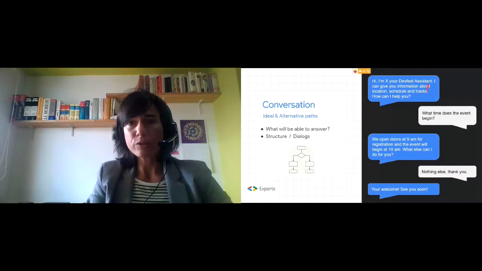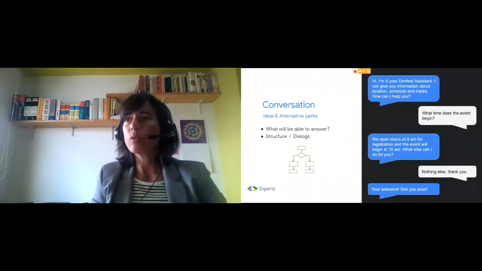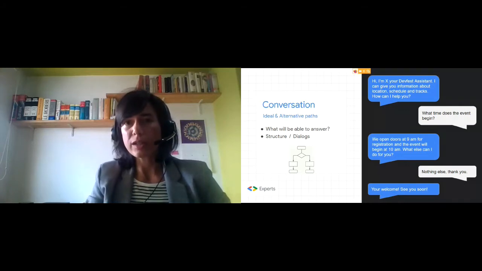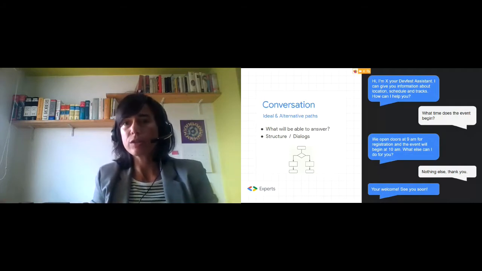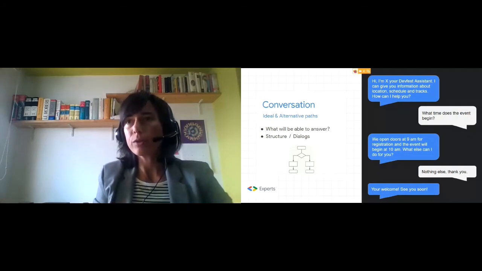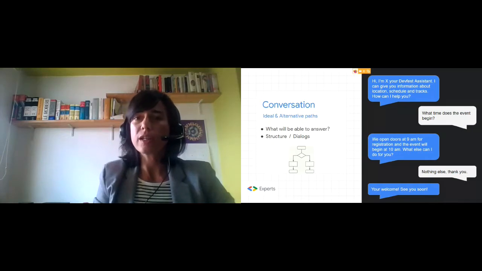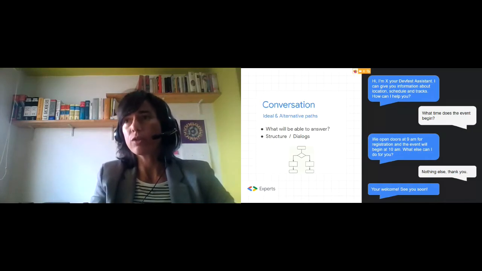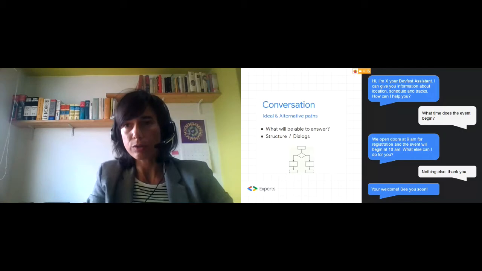So first we have a welcome message. Usually in the welcome message the character just presents itself and gives information about what it can do and what it can answer. So in this case, you see an example. Hi, I'm your TFS assistant. I can give you information about this and this and this: location, schedule, and tracks. How can I help you? So the user knows that he can ask for any of these three things, not others.